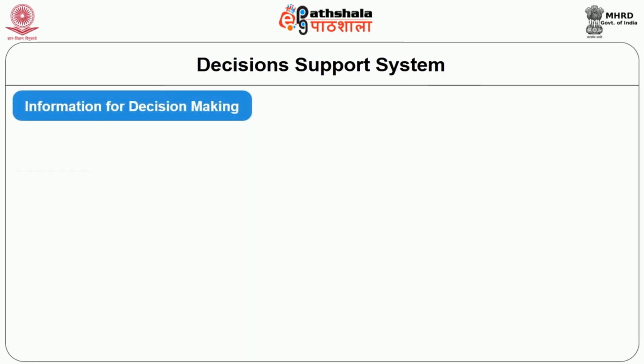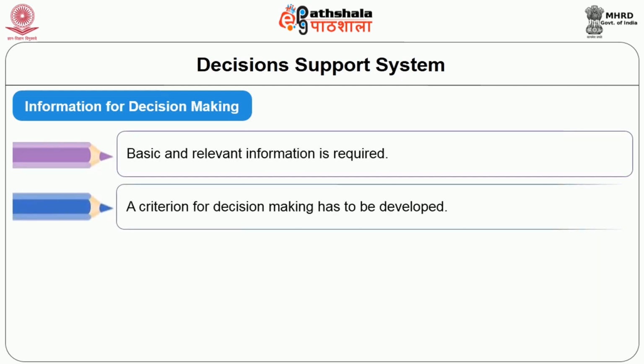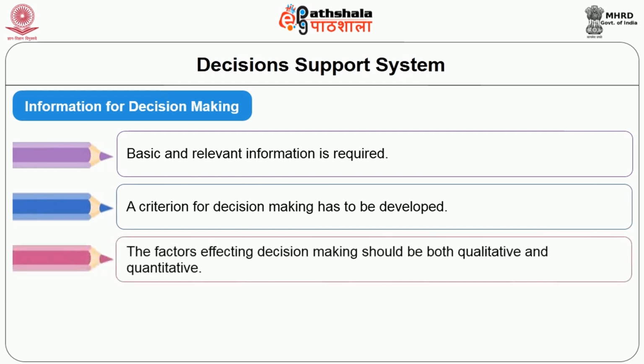Now, what are the kinds of information that is required when we are making any kind of a decision? If you have to take a good decision, you definitely need certain basic kinds of information. What is that? Basic and relevant information is required. Then a criteria has to be developed to take decisions. And the factors affecting decisions should also be both qualitative and quantitative.